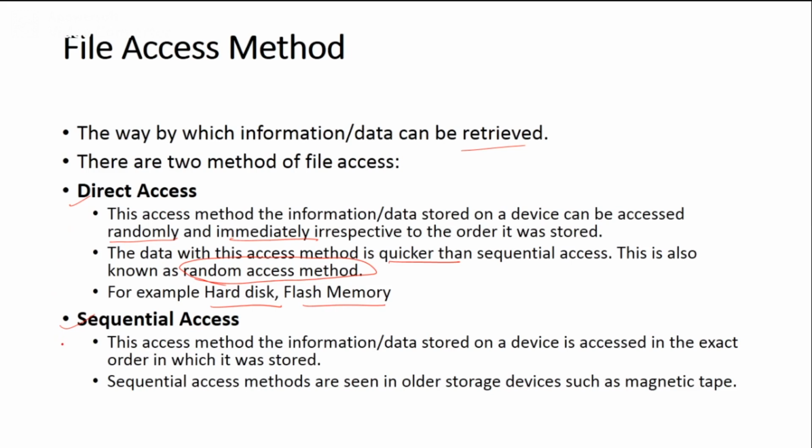What is sequential access? In this method, the information or data stored on the device is accessed in the exact order in which it was stored. If it is stored sequentially, it will start from here and go on continuing. Sequentially, it is going to access the data. Sequential access methods are seen in older storage devices, usually magnetic tape. This is not a quick access method, it is time consuming.